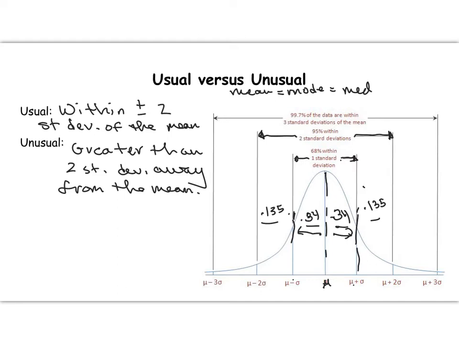So that leaves just 2.5% on each end, so 0.025 of our values would be between 2 and 3 standard deviations above, and 2.5% would be between 2 and 3 standard deviations below. And all of that adds up to 1.